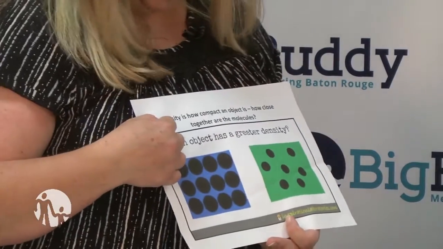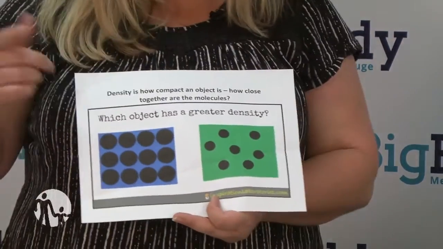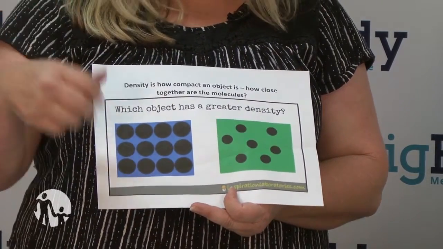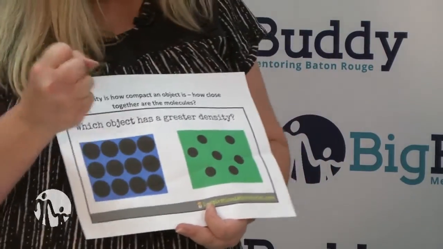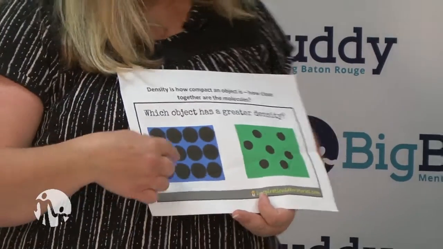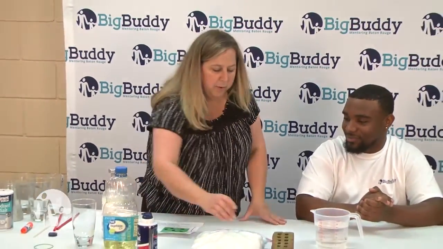And look what it says right here. Density is how compact an object is. How close together are the molecules or the particles? So in here, these are close together, they're full. Here, they're kind of spread out and just moving around, right? So this is more dense and this is less dense. Very good.